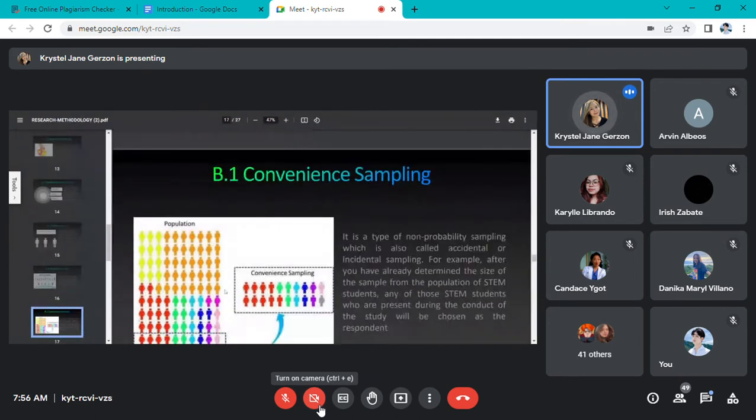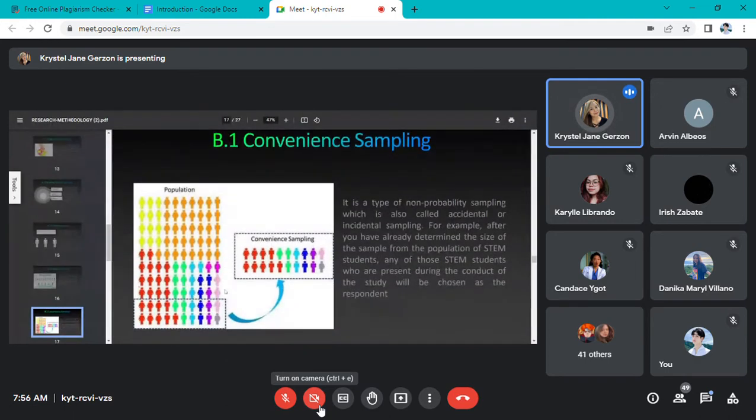Now let's move to non-probability sampling. Under non-probability sampling, we have convenience sampling. It is again a type of non-probability sampling, which is also called accidental or incidental sampling. For example, you have already determined the size of the sample. So let's say you used Gay 1976 and got 30 respondents.